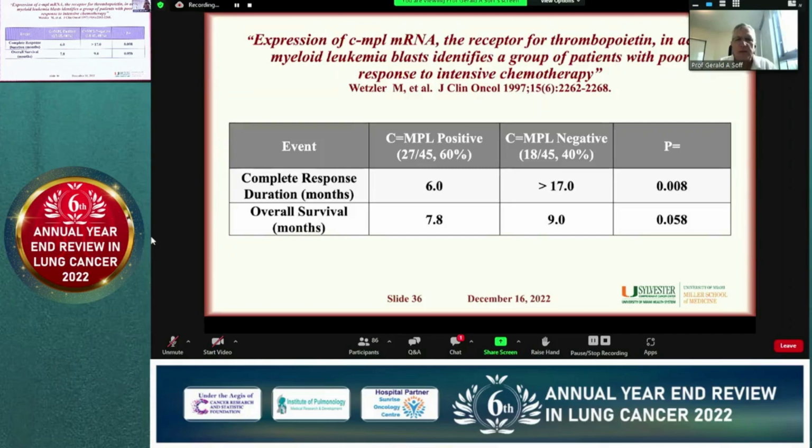So what they showed was, this is no treatment. This is long before there was a TPO drug, long before TPO was even identified. The patients who had the c-Mpl receptor on their blasts, which is about half the patients, had a much worse duration of complete response. So c-Mpl positive was 6 months, and c-Mpl negative was over 17 months. And overall survival was also notably different. It just missed statistical significance. So this marker, simply having c-Mpl on your blasts, means that these AML patients have a much poorer prognosis.